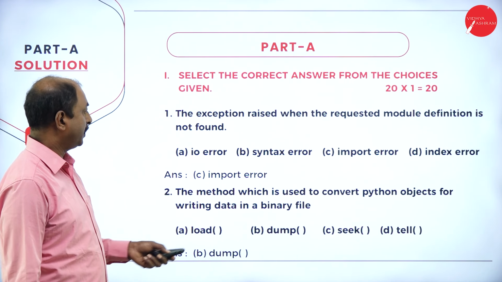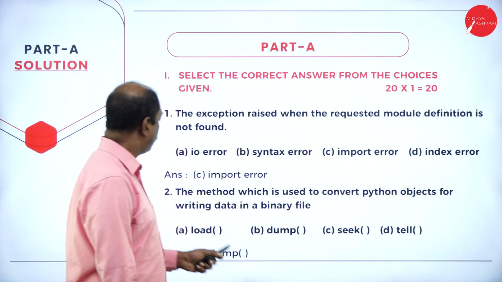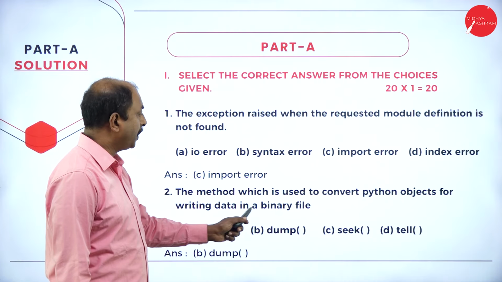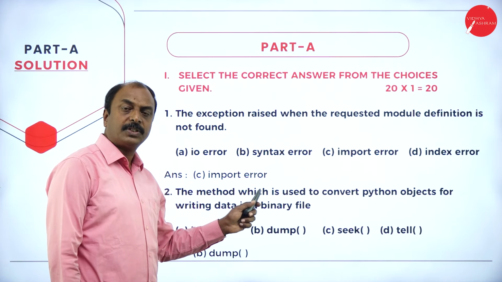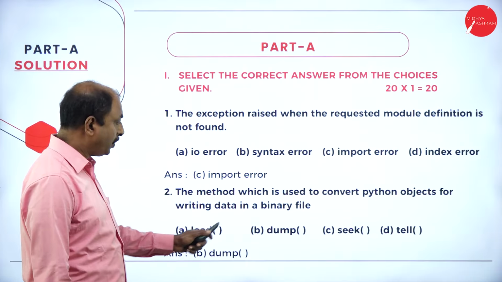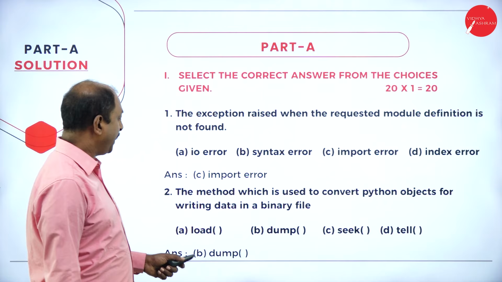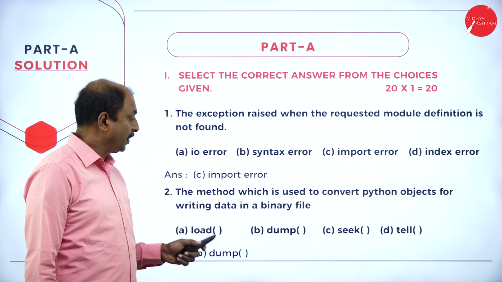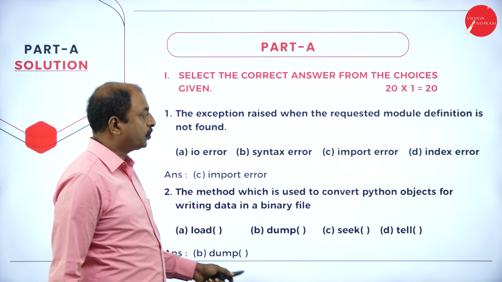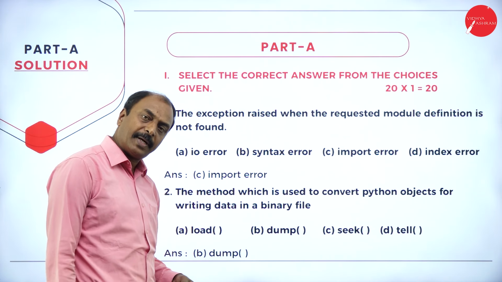Now second question, the method which is used to convert Python objects for writing data in a binary file. So it is a chapter 2, and for this there are options load, dump, seek and tell methods. So right answer is dump method. I mean, the dump method is used to convert Python objects for writing data in a binary file.